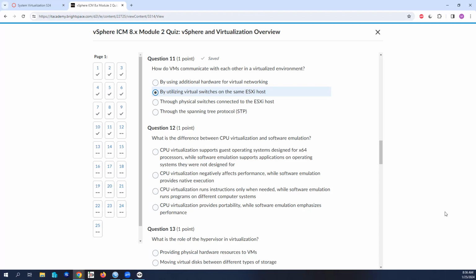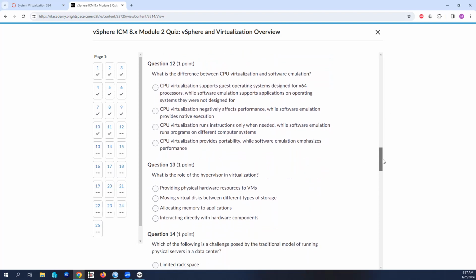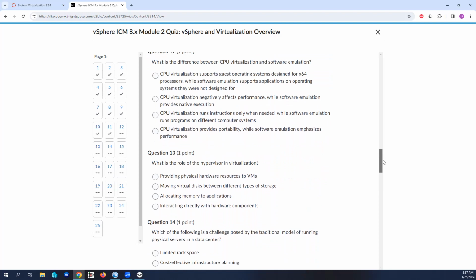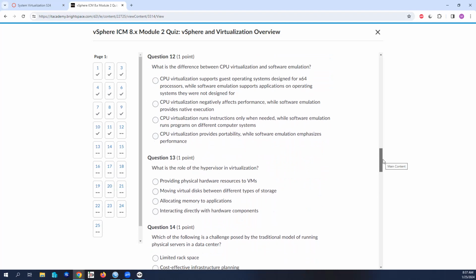They can communicate through a virtual switch internally on the same host. If the virtual machine was on another host, of course, it would have to go outside through a physical switch and then into the other host. Hopefully we'll get that one graded correctly. I'm pretty sure that's the right answer.